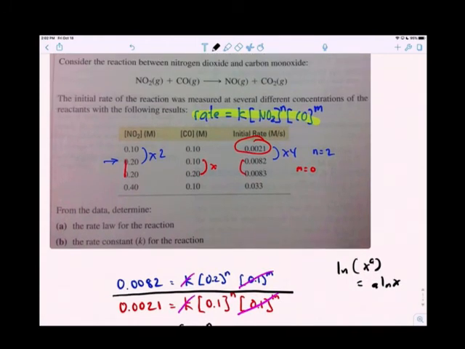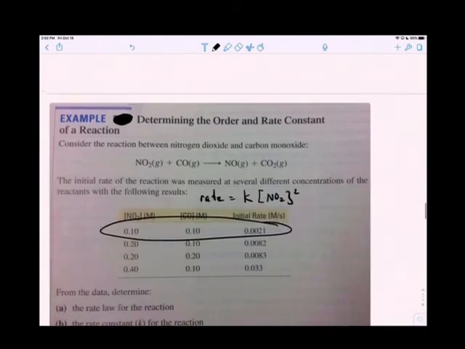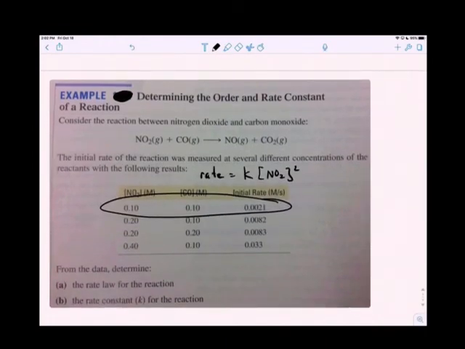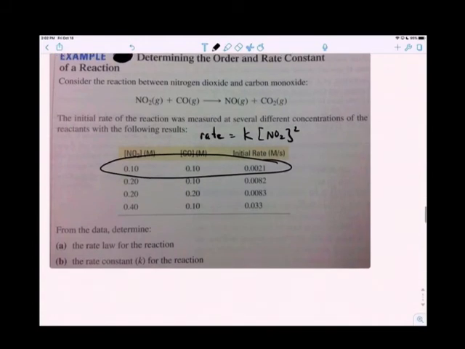So first part, what's the rate law? And we've said that before. It's second order for NO2, but it's zero order for CO. So the rate law is equal to the rate constant times the concentration of NO2 squared. Okay, so now the next thing we gotta do is get the rate constant. Now that we have the rate law, all you gotta do is plug in the numbers.